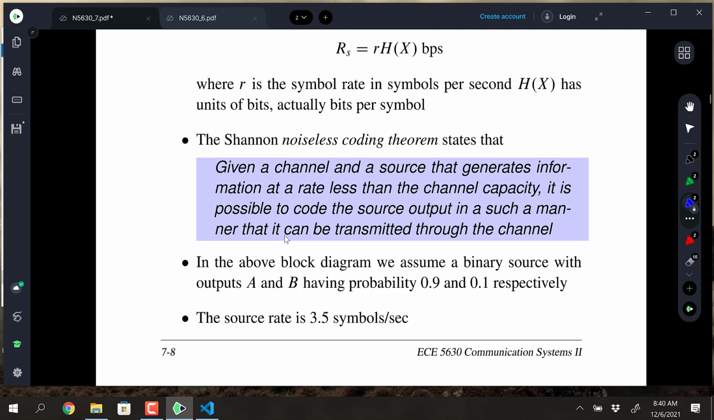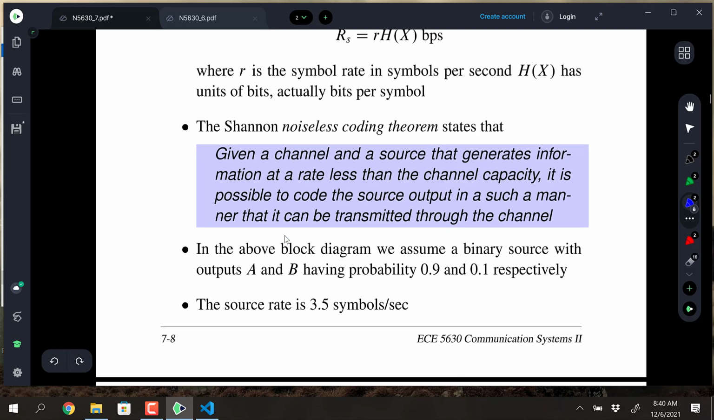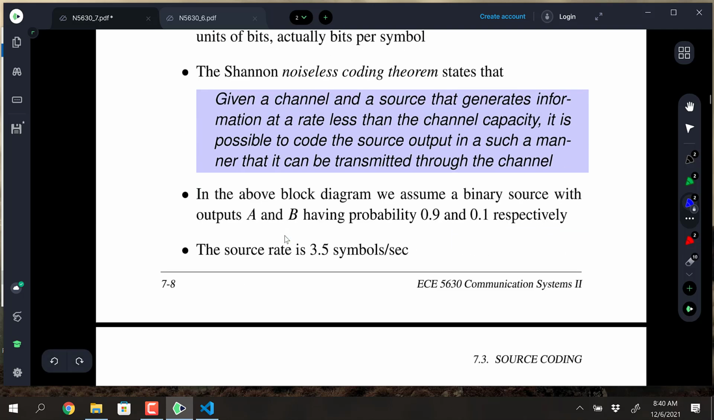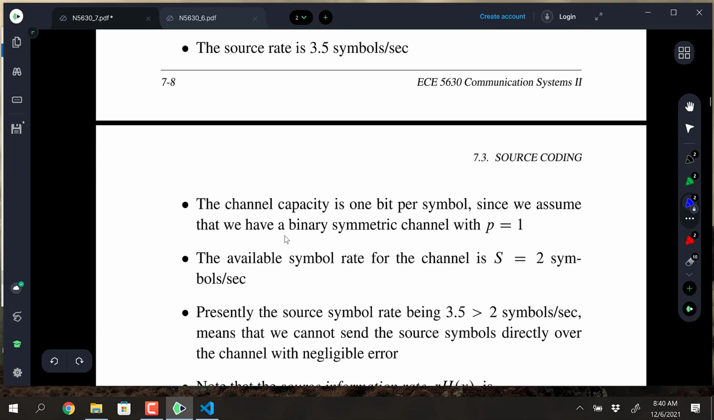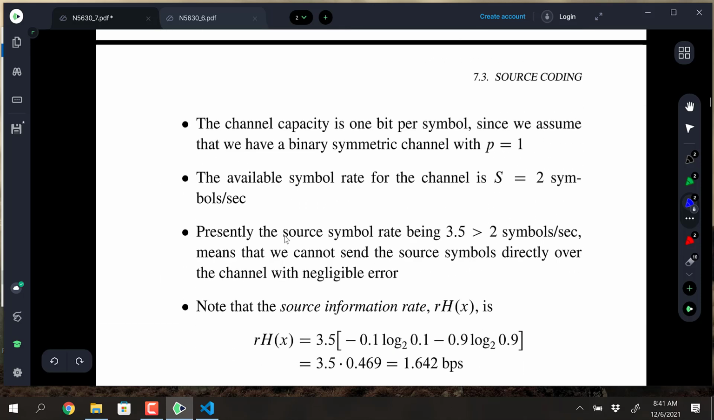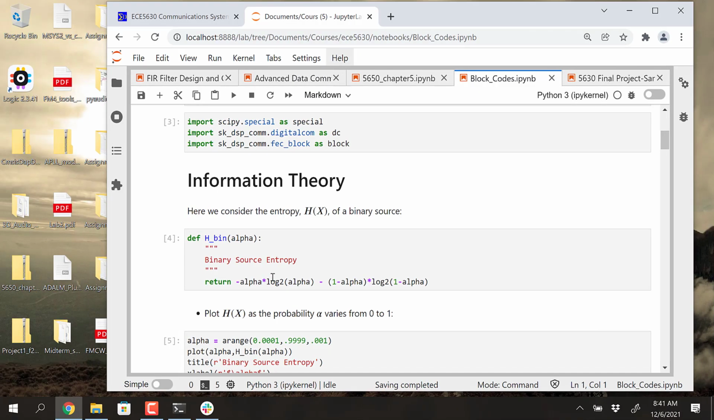So as long as we maintain less than capacity going in, we're going to be able to get it out reliably. No problems whatsoever. But we have to be able to do some sort of encoding at the source end. In the system up above, we're assuming the binary source outputs A and B have probabilities 0.9 and 0.1 respectively, so that's what leads to the source rate being 3.5 symbols per second. And I tried to represent that over in here.